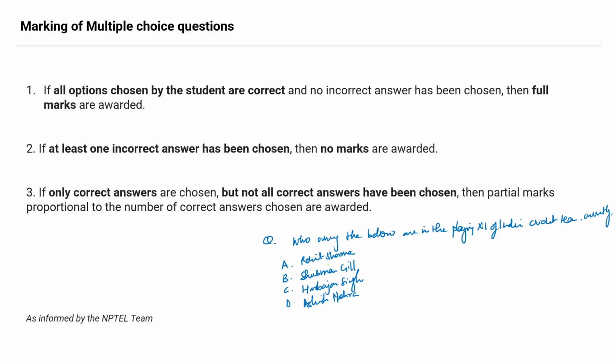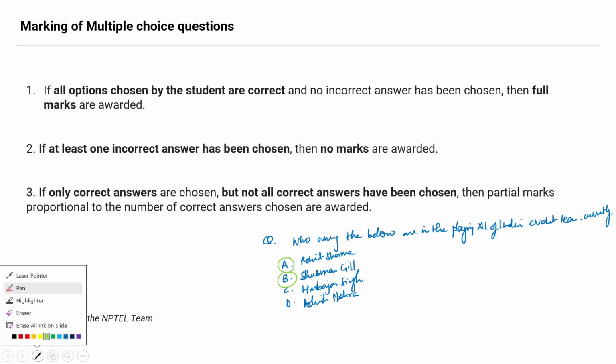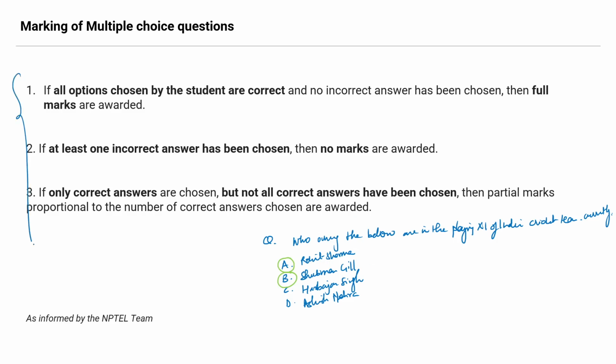So the options are Rohit Sharma, Shubman Gill, Harbhajan Singh, Ashish Nehra. So who are the... Rohit Sharma and Shubman Gill. Okay, great. Now these are the two correct answers. So this is just an example to help you understand the marking options.